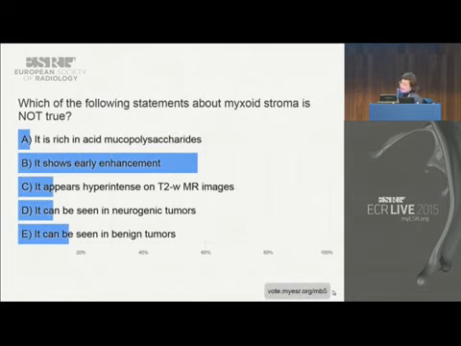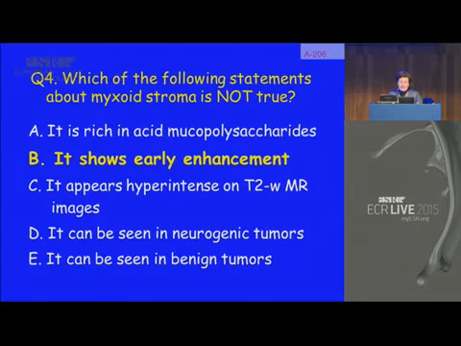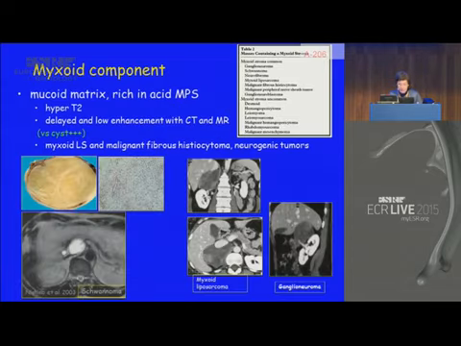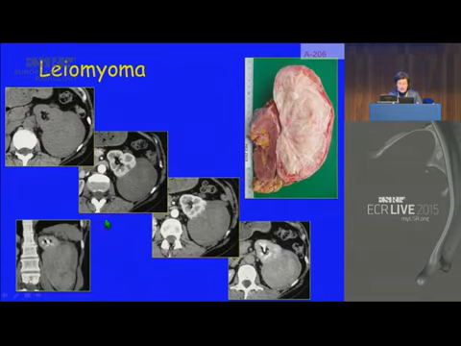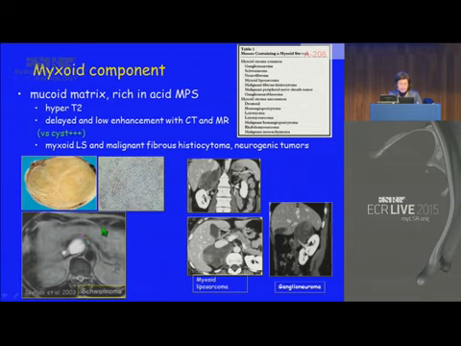Yes, you're right. The correct answer was B. A myxoid component does not show early enhancement. It is rich in mucopolysaccharides. It's rich in water. It usually has a hyper signal intensity on T2 weighted images, but on the contrary, from cyst, it shows a delayed and low enhancement after injection.